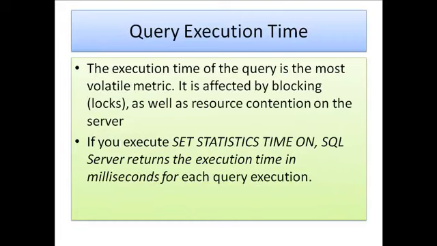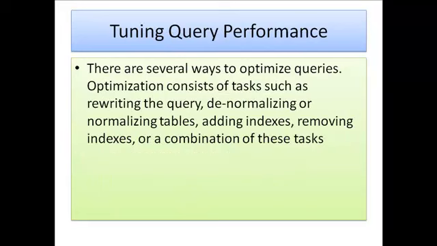So next one, query execution time. Query execution time is the most volatile metric. It is affected by blocking as well as resource constraints on the system. When a deadlock happens in a query, it also affects it. So if there is no deadlock, you may get fast execution time for the query. If you execute SET STATISTICS TIME ON, SQL Server returns the execution time in milliseconds for each executed query.